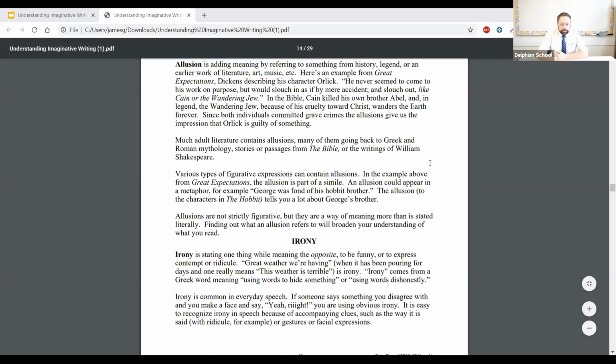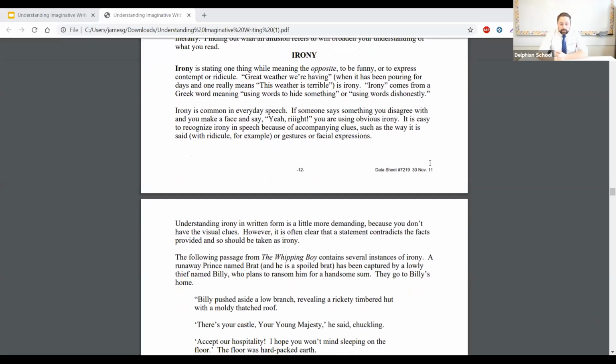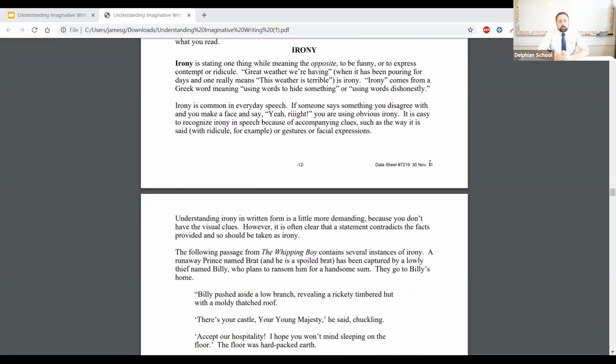Here we go. Our next type of imaginative writing is called irony. So, irony is stating one thing while meaning the opposite. And this can be to be funny or to express contempt or ridicule. So those are two kind of tough words there. So we're going to describe those really fast.